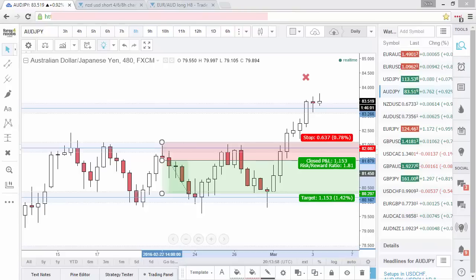Do I do any other strategies? I've already answered that question. The answer is no. I do my main strategy, I do scalping, and I'm looking at doing continuations, but no.